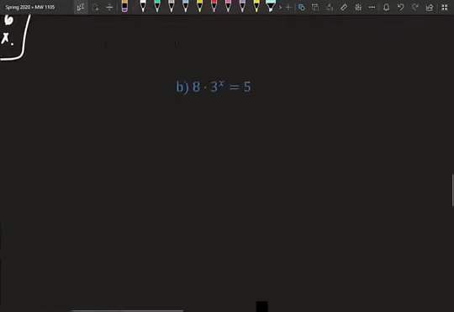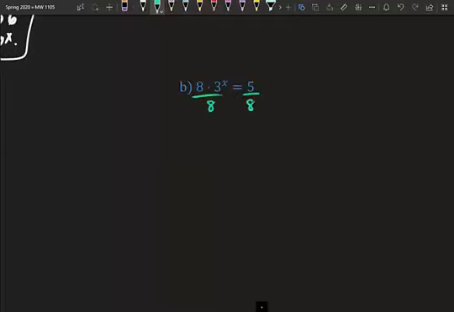All right, let's do B. You see how that's 8 times 3? Why would they have that? Why wouldn't it just be 24? Because you have to divide it. This 8 is not actually attached to the 3 to the power of x. So let's divide it out. Always do that if there's a number in front that looks like that. Get rid of it. So we have 3 to the power of x equals 5 over 8.